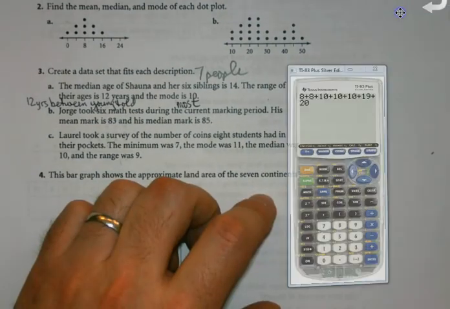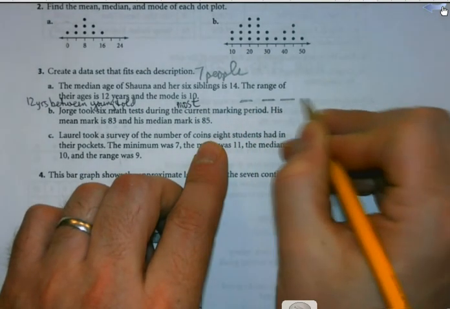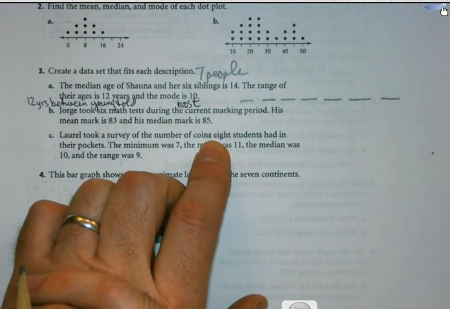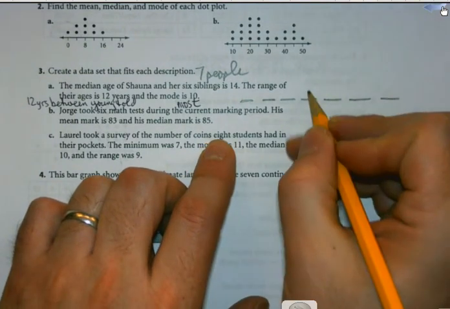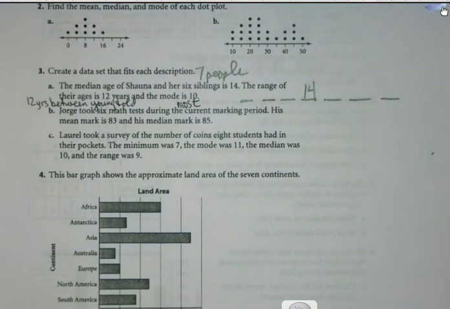So, let's think about this again. Okay, there's 7 of them. The mode is 10. The median, the number in the middle, is 14. I've got 3 numbers on each side. So the youngest is 10, right? It's possible.